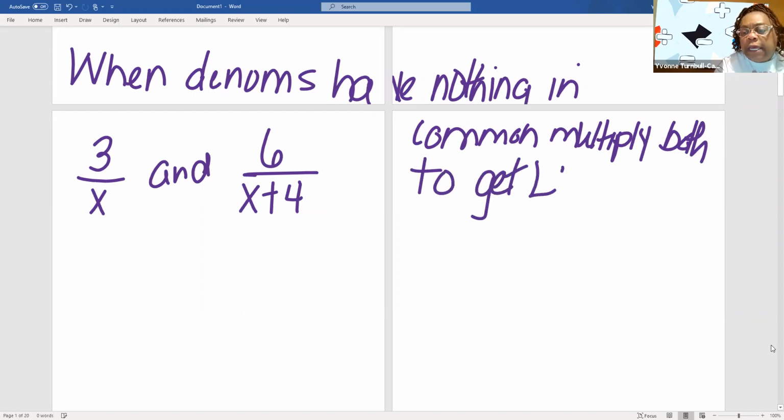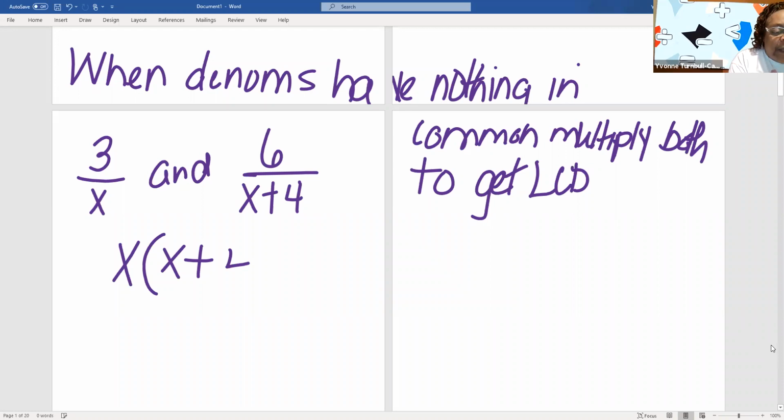So in this case, if the direction says find the LCD of each pair, my LCD will be x times x plus 4. That's all the direction actually asks, find the LCD. And that's all we do. Multiply x times x plus 4. And that will be the LCD for those two because they have nothing in common. So I'm going to do what the notation says. When denominators have nothing in common, multiply both to get the LCD. And that's all we do.